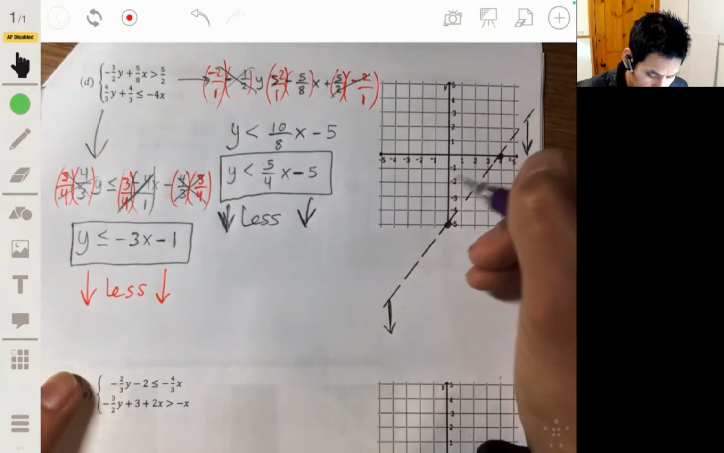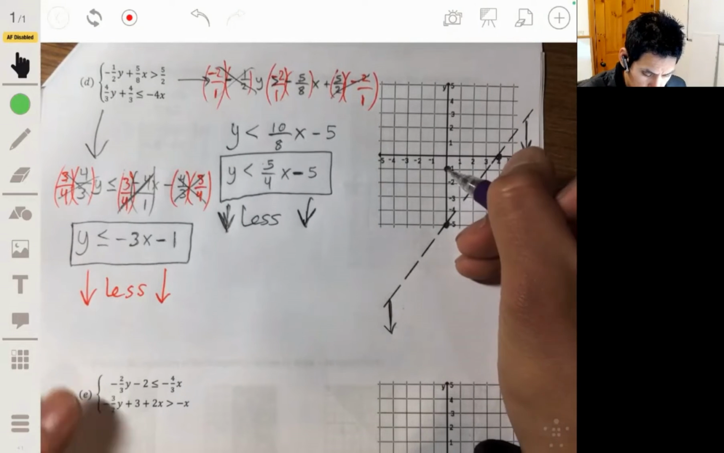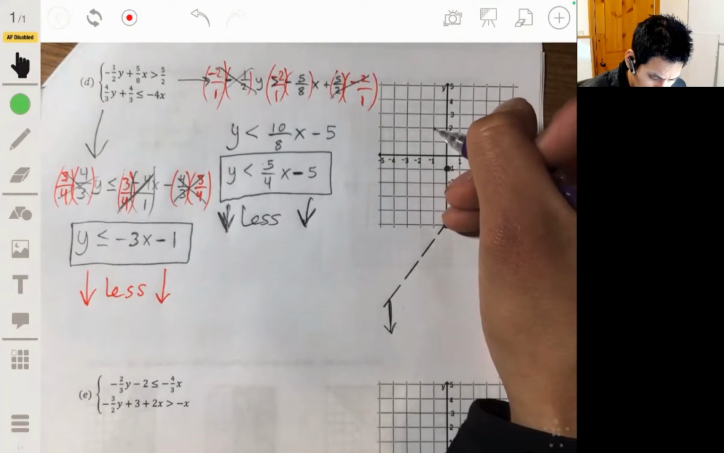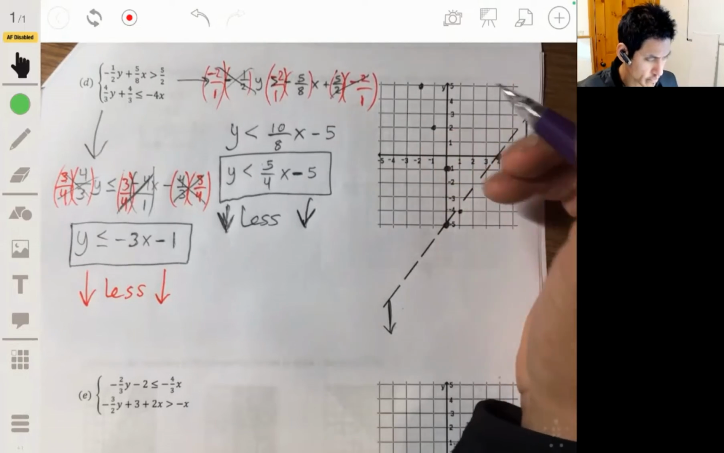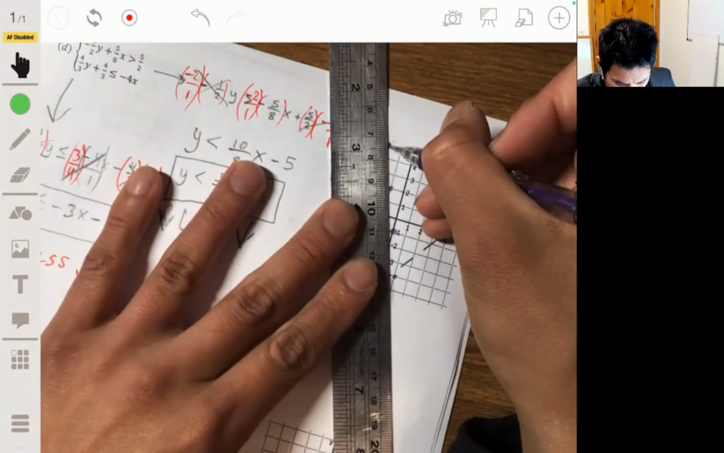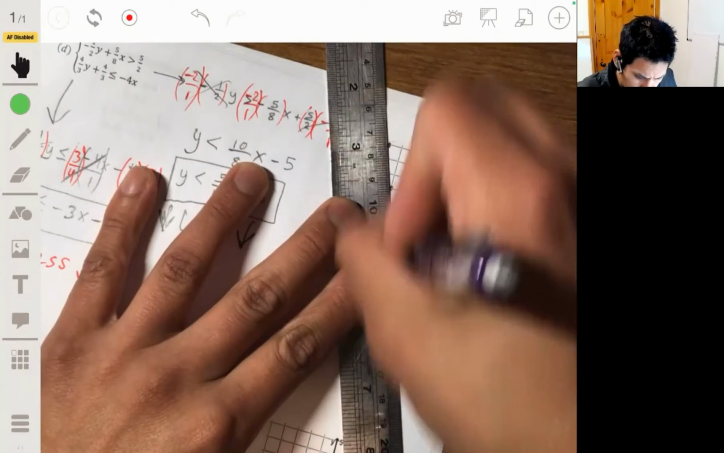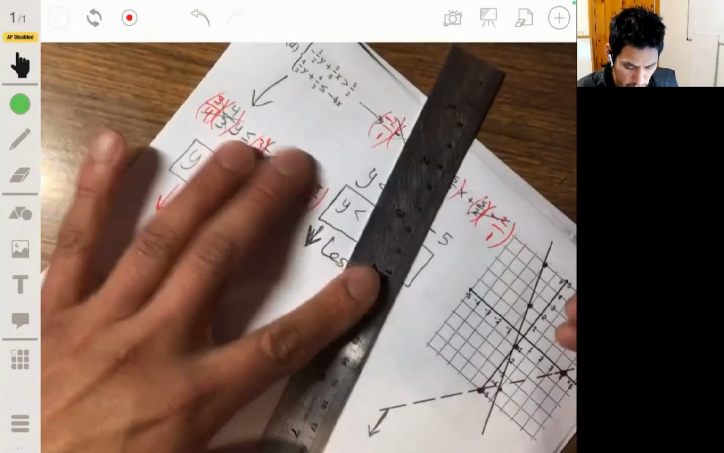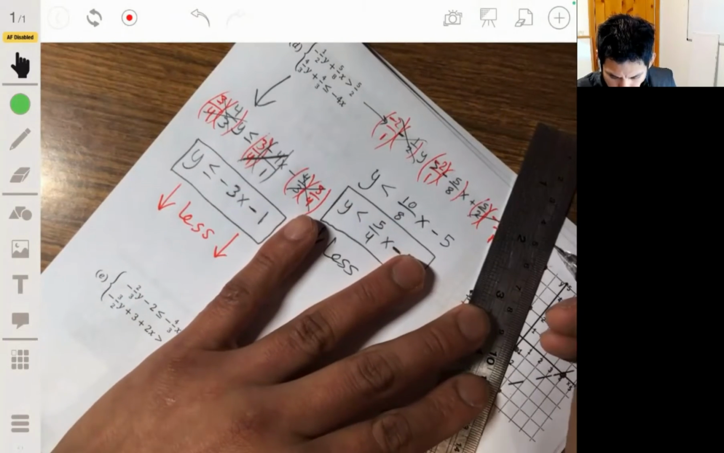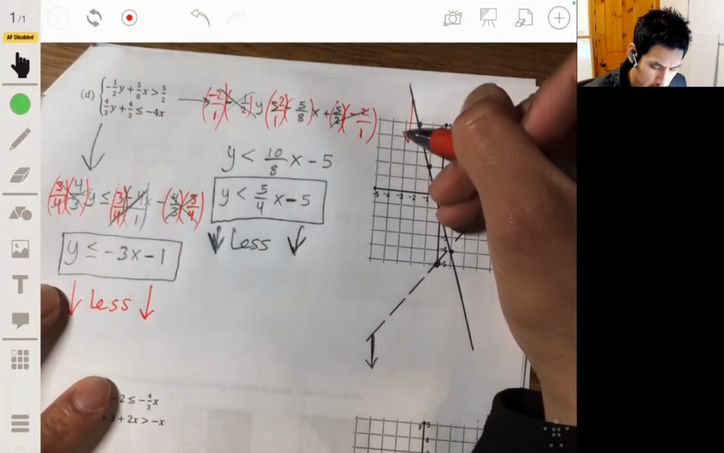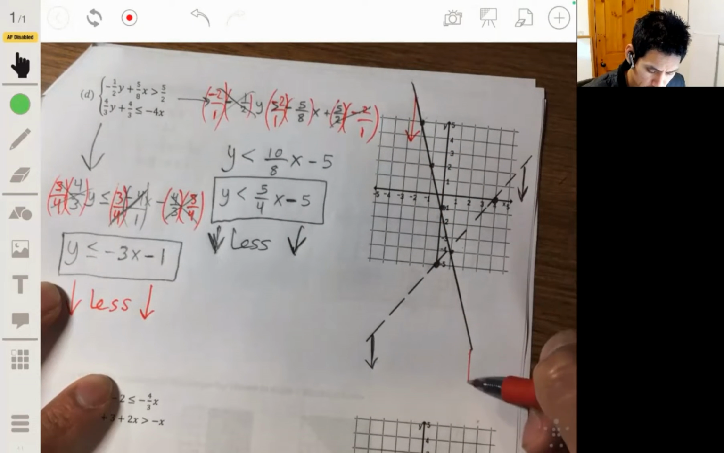So let's graph this. Go to -1 on the y-axis, down 3 to the right 1, up 3 like that. This is going to be a solid line because we're saying less than or equal to. Let me go further. And we're saying below this line, so arrows down on each end.